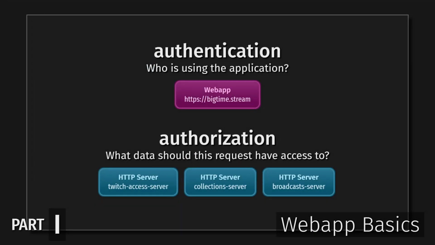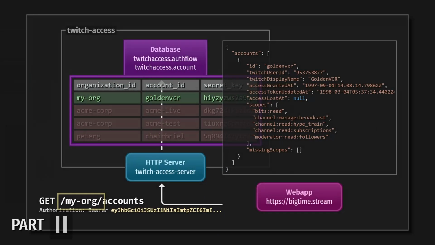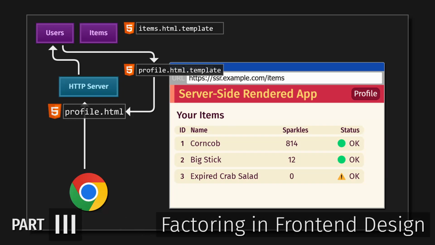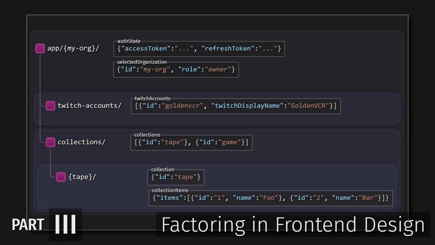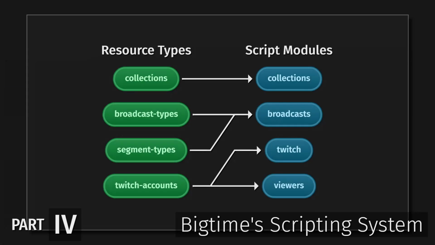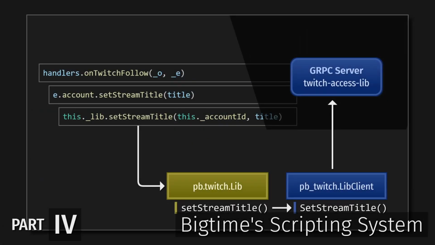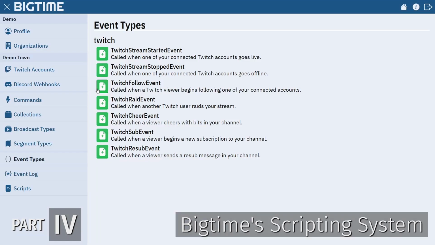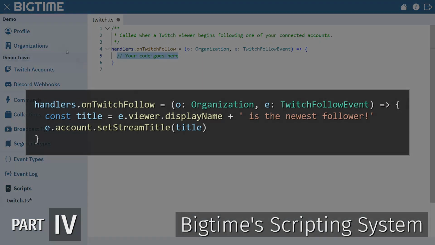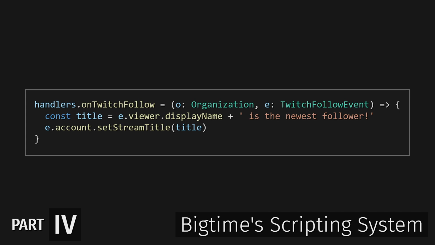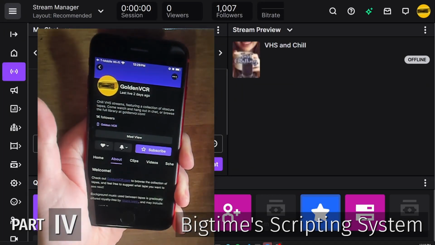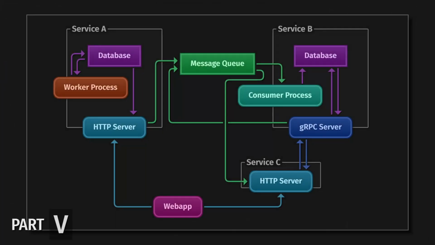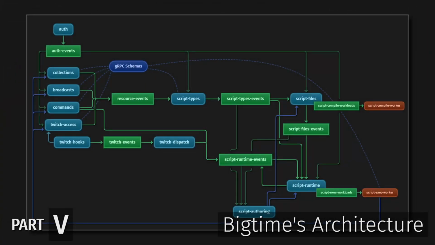We'll tackle some basic concepts, then we'll look at the design of some backend services, and we'll consider how the user-facing front-end app affects the design of our platform. After that, we'll take a deep dive into the design of Bigtime's scripting system. We'll see how a user can log in, connect their Twitch account, and write a script like this simple example, which changes their stream title whenever they get a new follower. And then we'll see how we respond to external events by executing those user-supplied scripts. Finally, we'll conclude by reviewing the design of the entire platform.